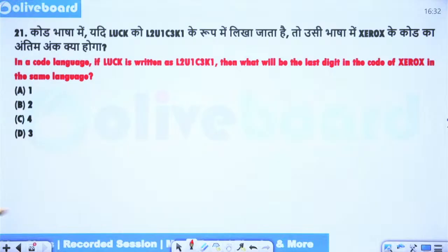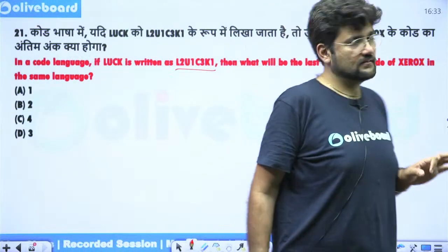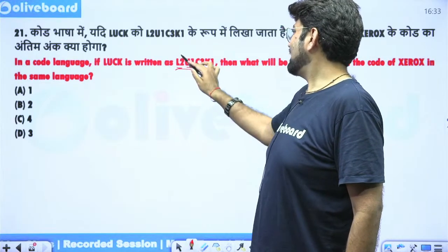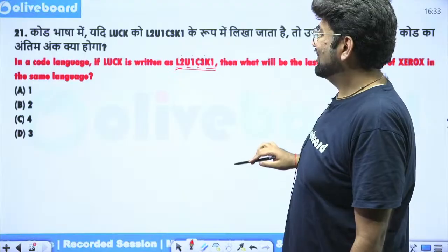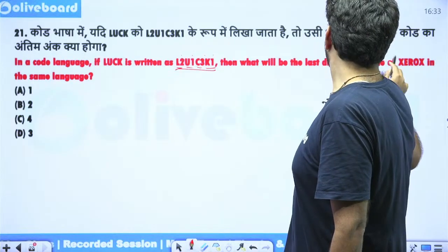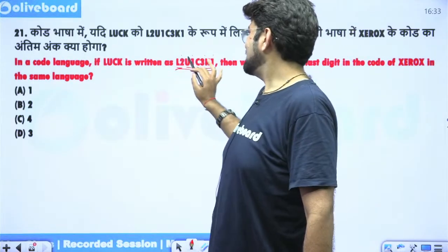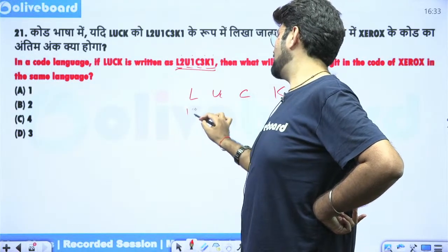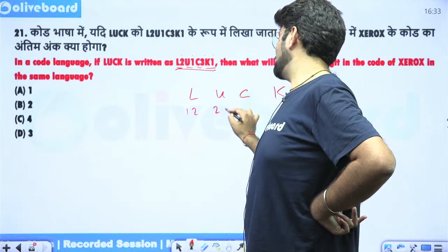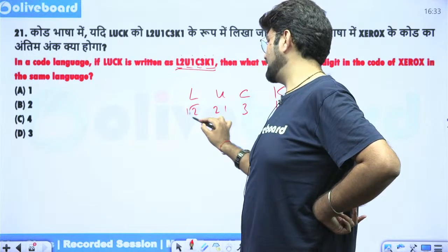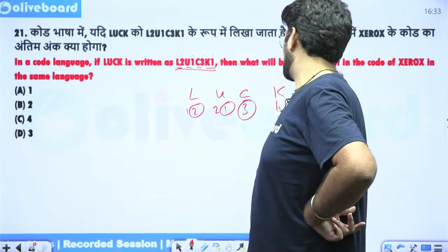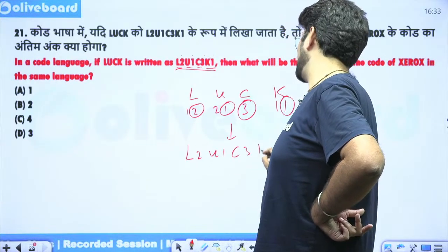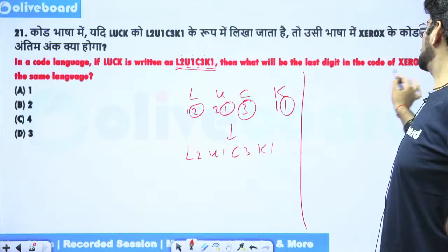In a code language, luck is written as this. So letters are there. Okay. L. There are some numbers given after it. What will be the last digit? What I think is happening here. L. 1. Just taking. What last digit stocks.